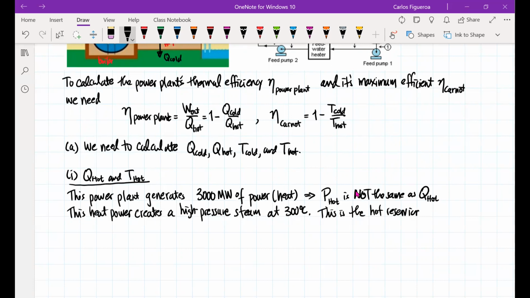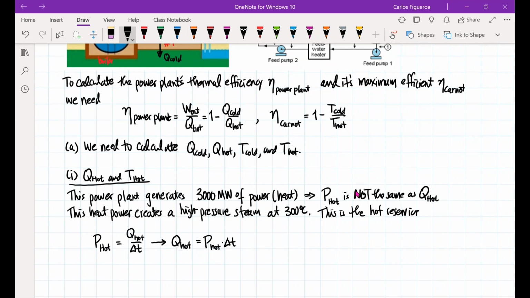So if I look at this, it tells me that I know that power hot is going to be the heat ejected from this reservoir per unit time. So when I go to calculate this heat that's coming out, it has to be the power of the hot reservoir times my time.